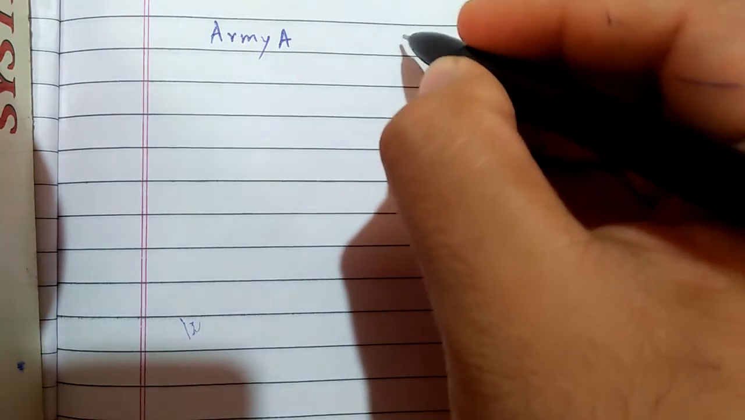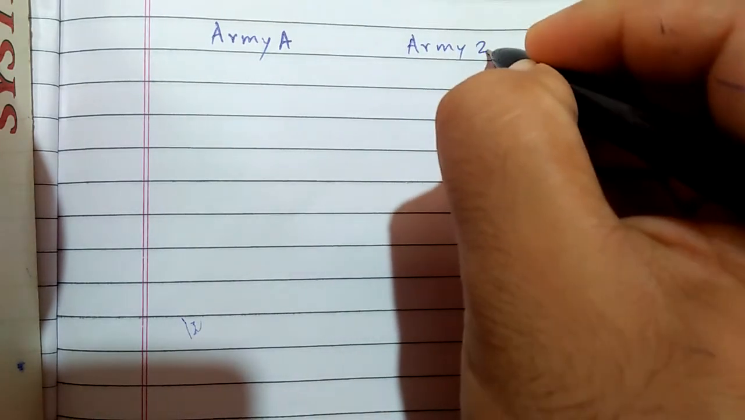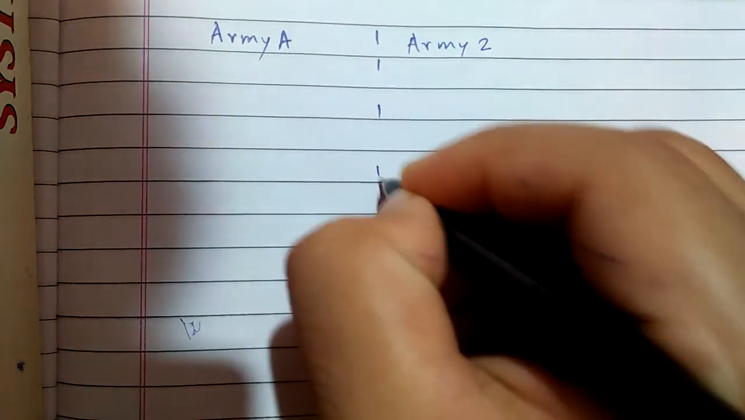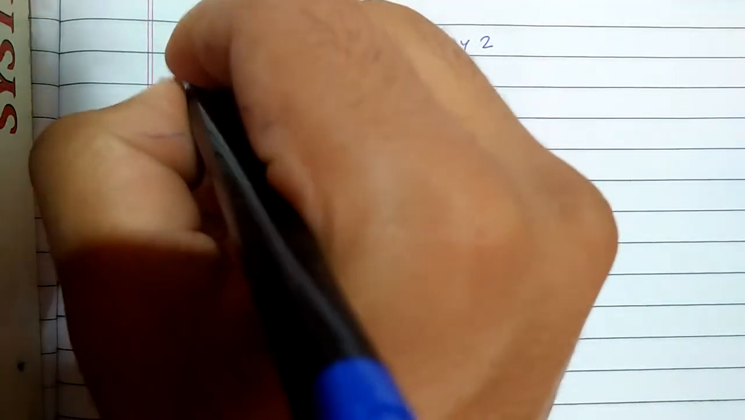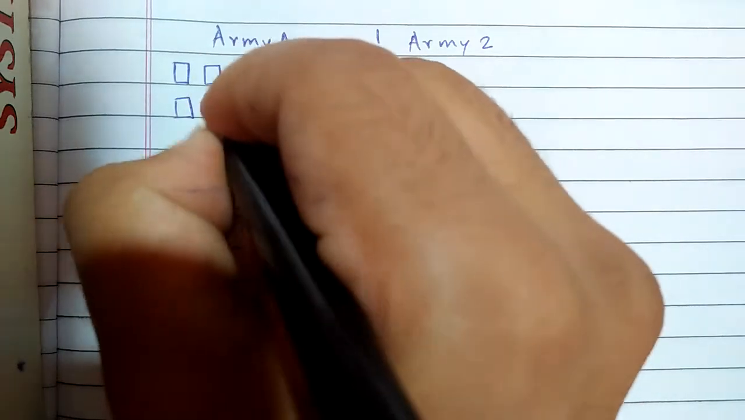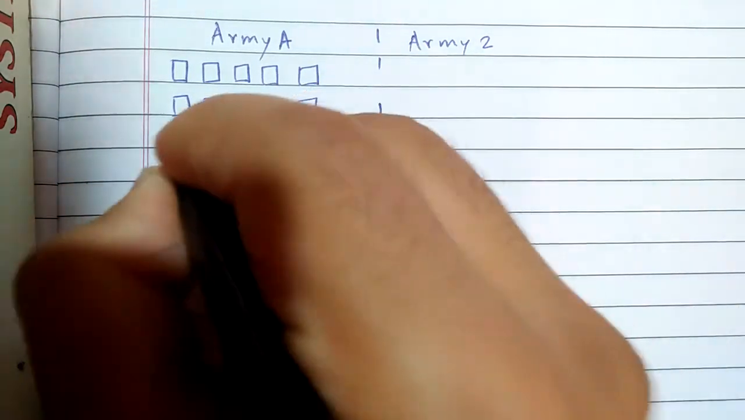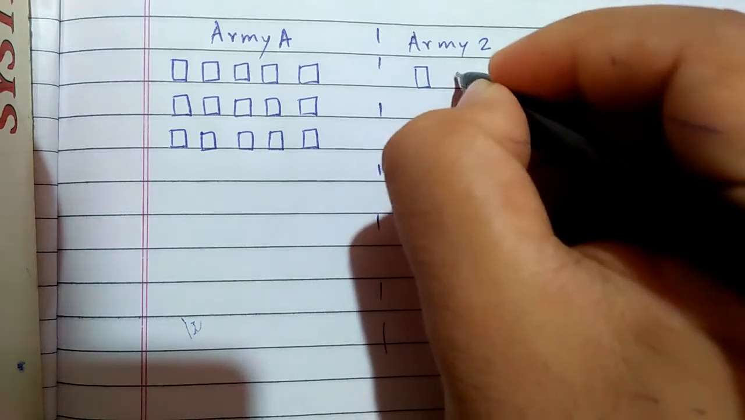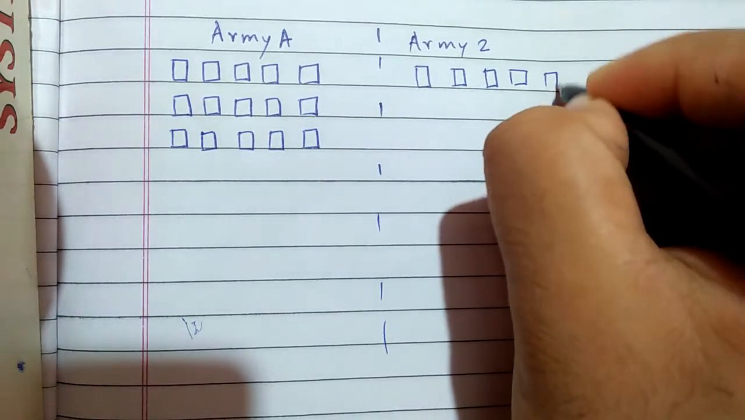So here is army A and here is army B. Let us suppose that army A has 15 members, and army B has 10 members.